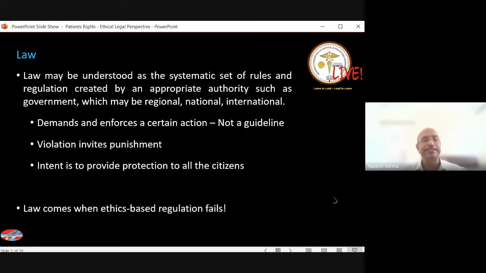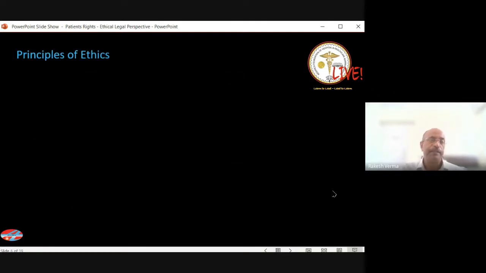And in many instances, for example, the Consumer Protection Act covers many aspects of ethical conduct by a professional, and the law has come into place because the ethical conduct was found wanting. So this is something that will happen: if the ethics-based regulations fail, then the law comes into the picture.